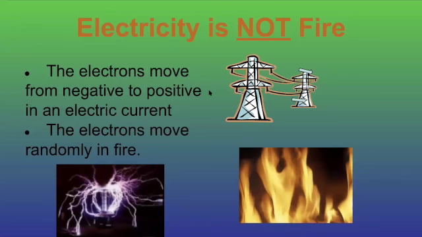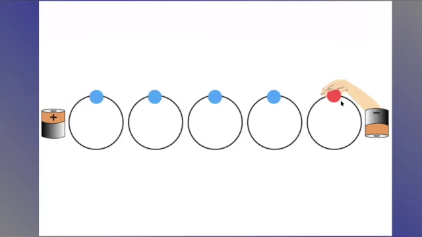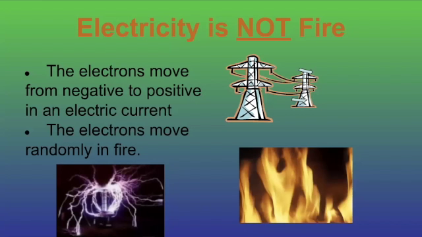Now, one thing that we should remember about electricity is that electricity is not fire. The electrons move from negative to positive in an electric circuit, like we just saw. The electrons inside of fire, the atoms in fire, they move very randomly. So with our electrons here, they are moving down a line. They have a pattern that they follow. It's called the electron flow. With the atoms and electrons inside of fire, they are moving very randomly. They don't have an order or a path that they follow the same way they do in electricity.